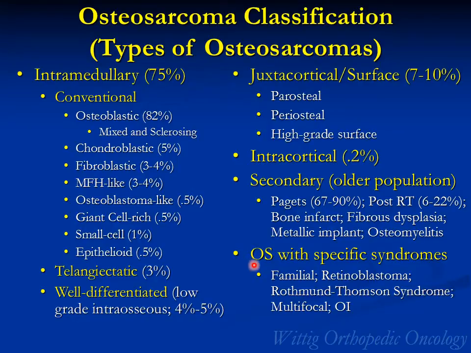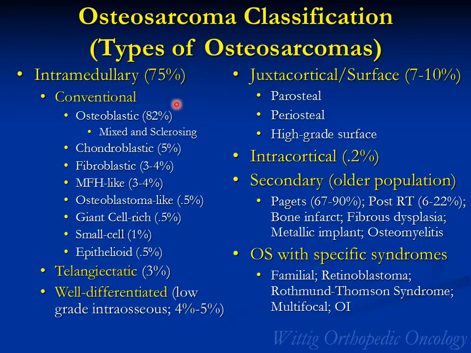Then there are a few syndromes that can be associated with osteosarcoma. There can be some familial cases, very rare. Retinoblastoma, patients with retinoblastoma are predisposed to osteosarcomas. Rothmund-Thomson syndrome, there's such a thing as multifocal osteosarcomas, and osteogenesis imperfecta. Those patients are also predisposed to having osteosarcomas. So some generalities about osteosarcomas.